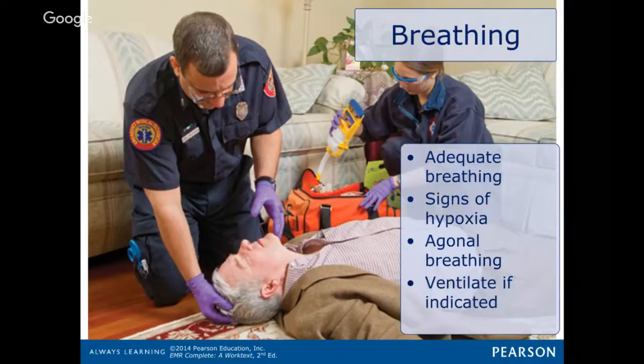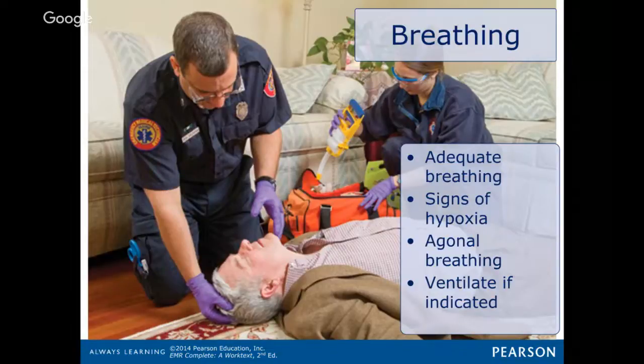So what is adequate ventilation? What's the adequate breathing rate for an adult? Anybody? Yeah, for an adult. 18. Yeah, 12 to 20. So you have a range there.